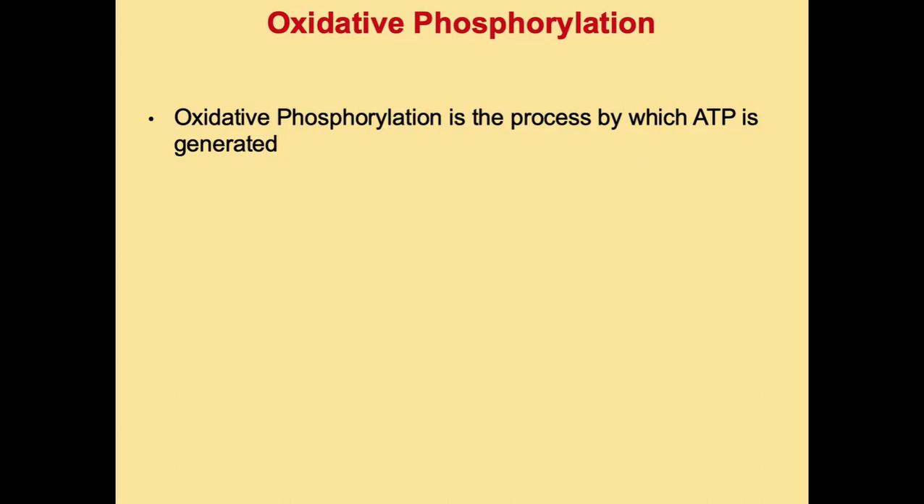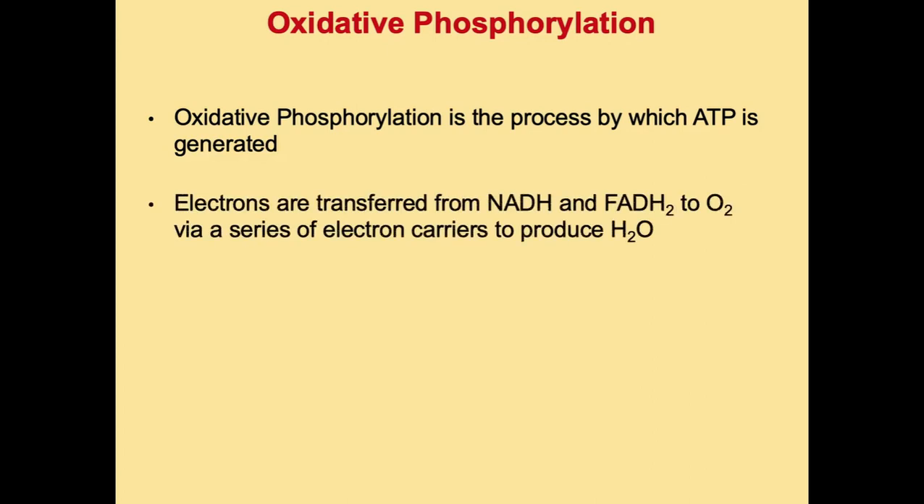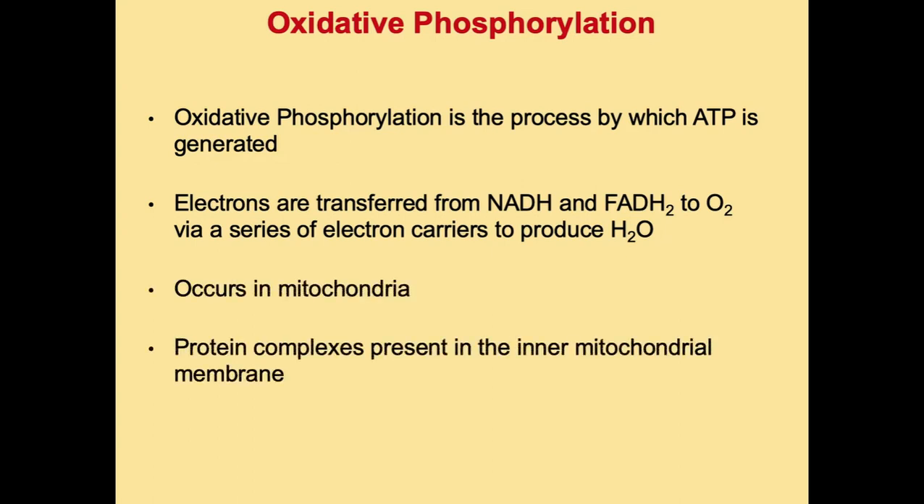So oxidative phosphorylation is the process by which ATP is generated. In order to produce ATP, we need energy, and this energy comes from electrons which are transferred from NADH and FADH2, which are generated by the citric acid cycle. These are transferred to oxygen, which then goes on to produce water. This process occurs in the inner mitochondrial membrane.